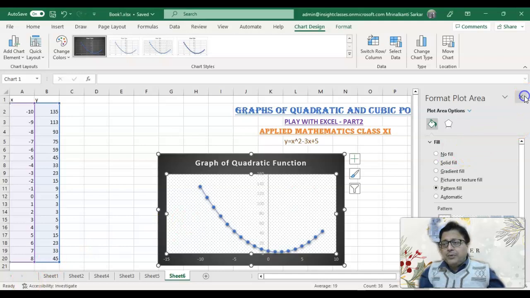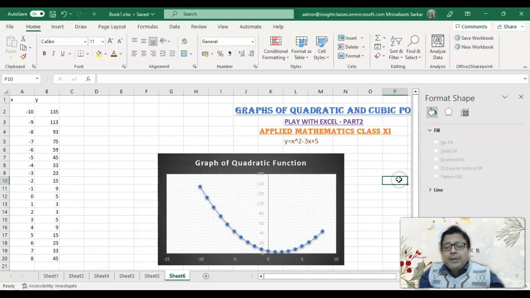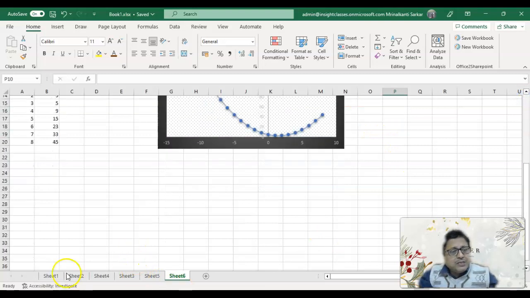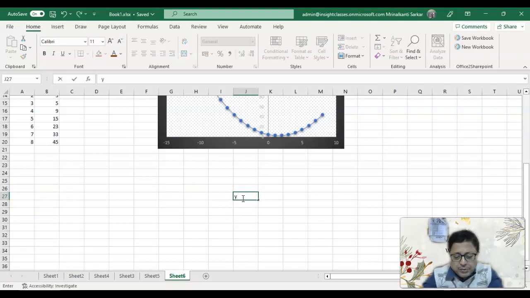Now I am going to show you how to plot a cubic polynomial. To plot the cubic polynomial, we will follow the same procedure. Suppose you are taking a cubic polynomial, the simplest one, y equals x cube. This we want to plot. So we will be following the same method.